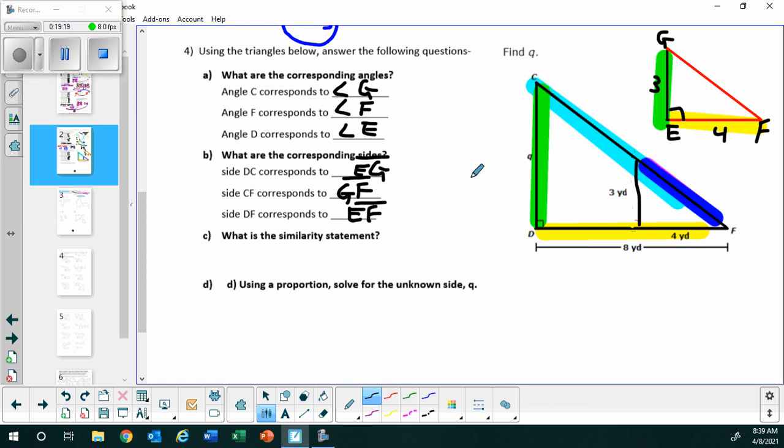All right, so our similarity statement, let's go around the clock. We've got C, F, D. We'll do triangle CFD. Again, the most common way to write these is going alphabetical order, CFD. All right, and then we've got GFE is similar to triangle GFE.